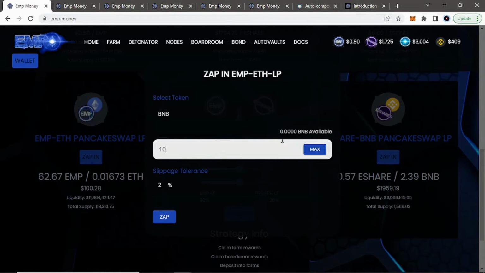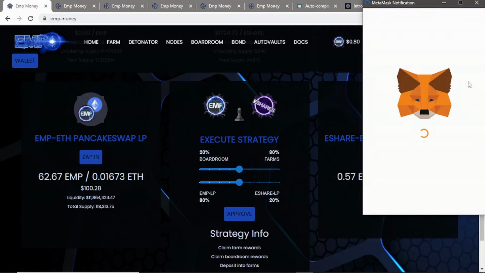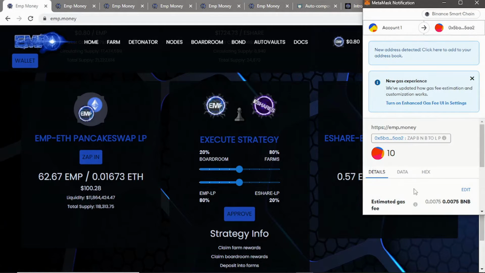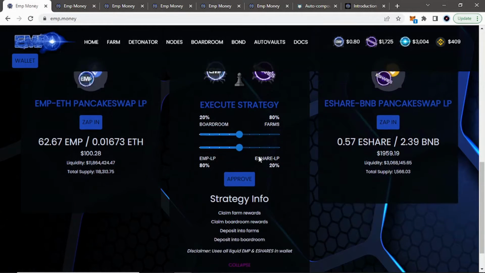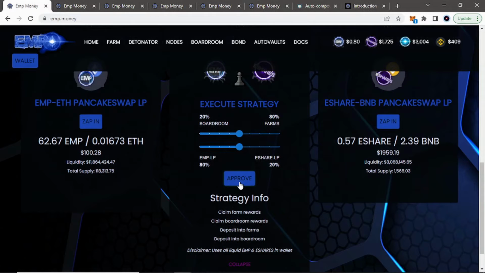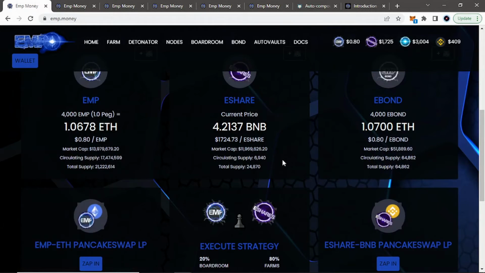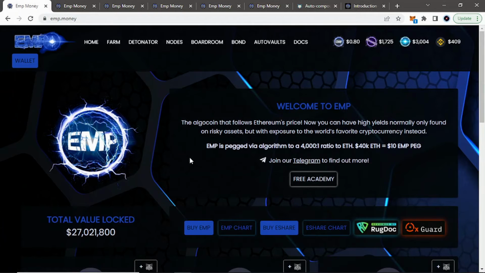You type in 10 BNB and you would zap. It'll bring up a MetaMask transaction that you would approve, and when you zap in, it will give you your LP tokens for whatever pool you want. Or they have the execute strategy where you can set what you want to prioritize for the funds in your account, and then hit approve and execute there. So that's kind of the main page.